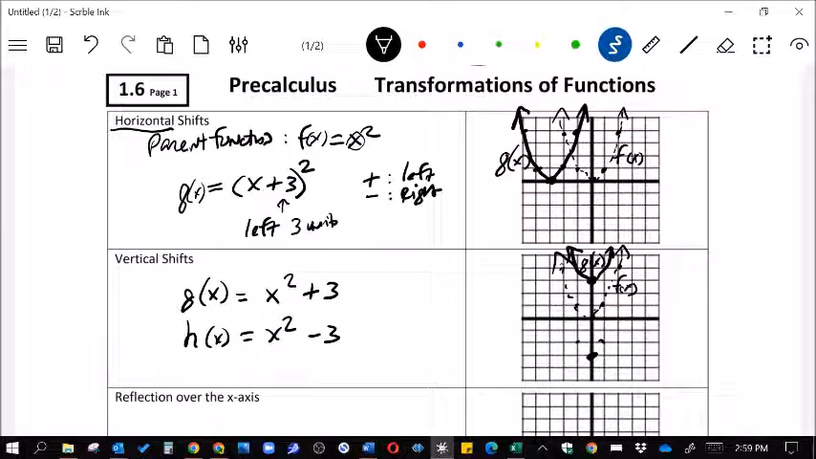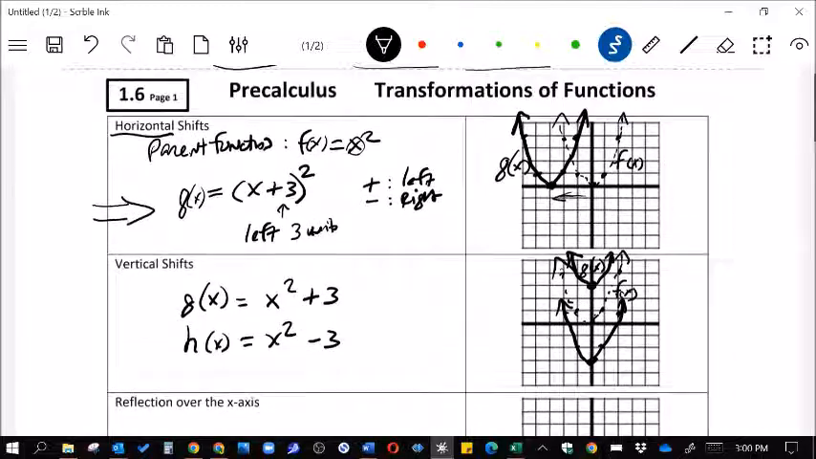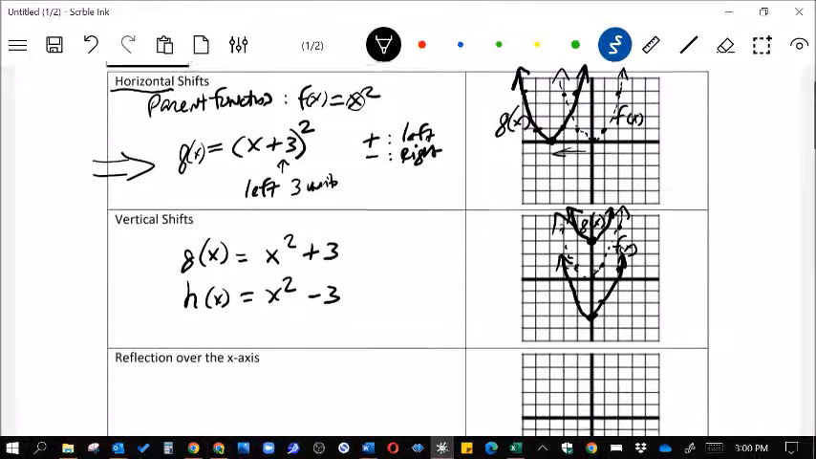So one of the things that you can see is that for horizontal shifts, the change of sign makes you go opposite of what you would think. A positive makes you go to the left when you would think you're going into the negatives, but it's opposite of that. Here, a positive does mean going up to the positive, more positive numbers, or negative means going down towards the negatives. So for vertical shifts, it's the same.